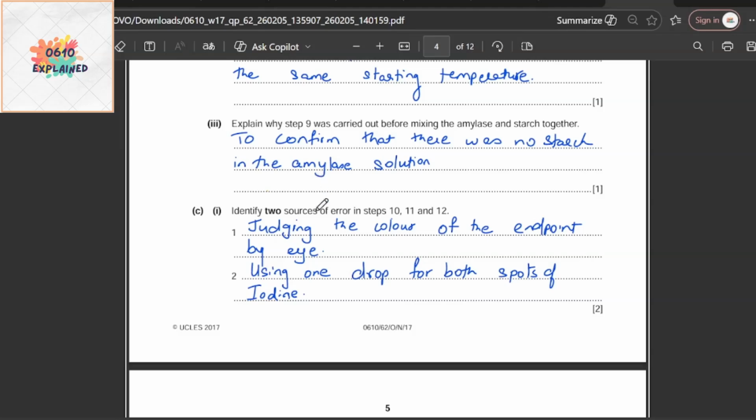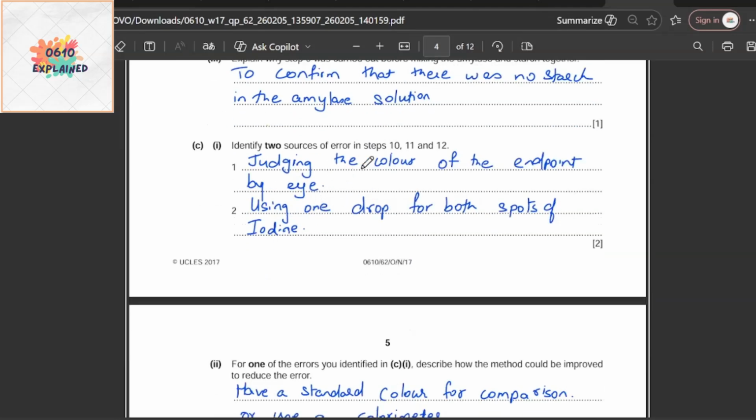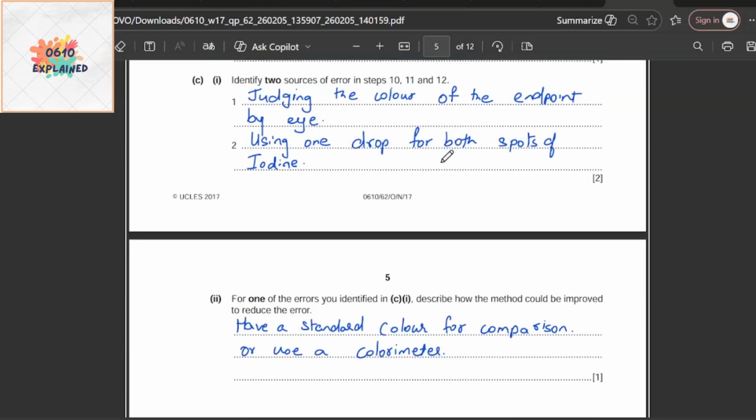Okay. Now, identify two sources of error in steps 10, 11 and 12. Now, there are again many errors, but it's a 2 marks question. So what I have done is written 2 points, but I will tell you all the other points. So, judging the color of the endpoint by eye.